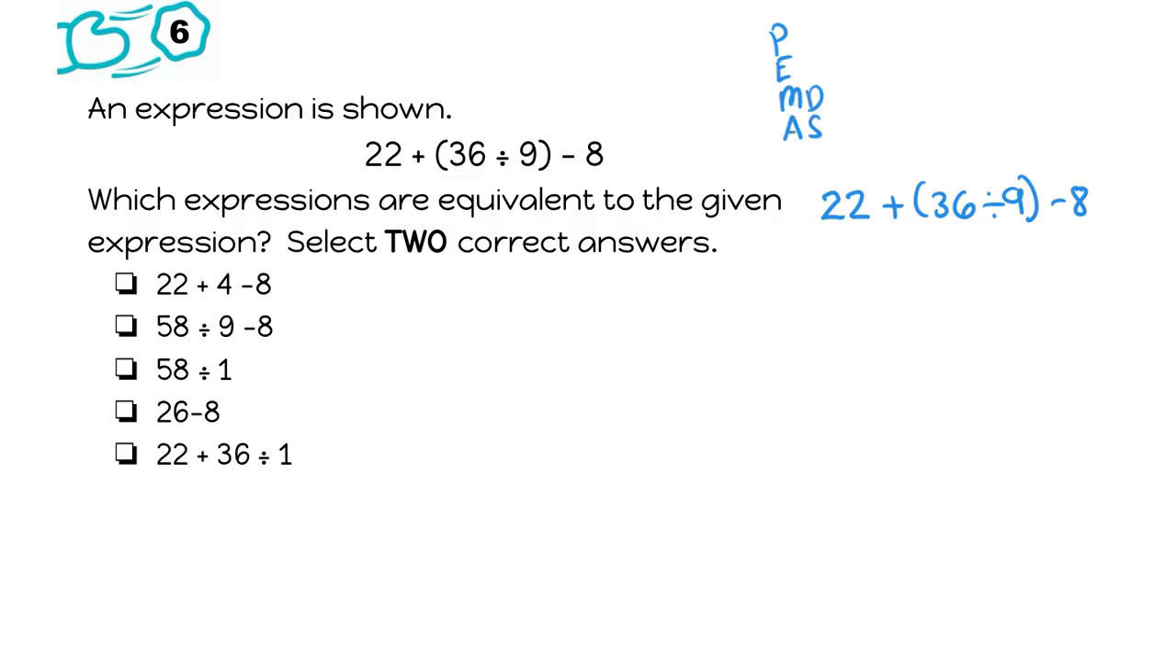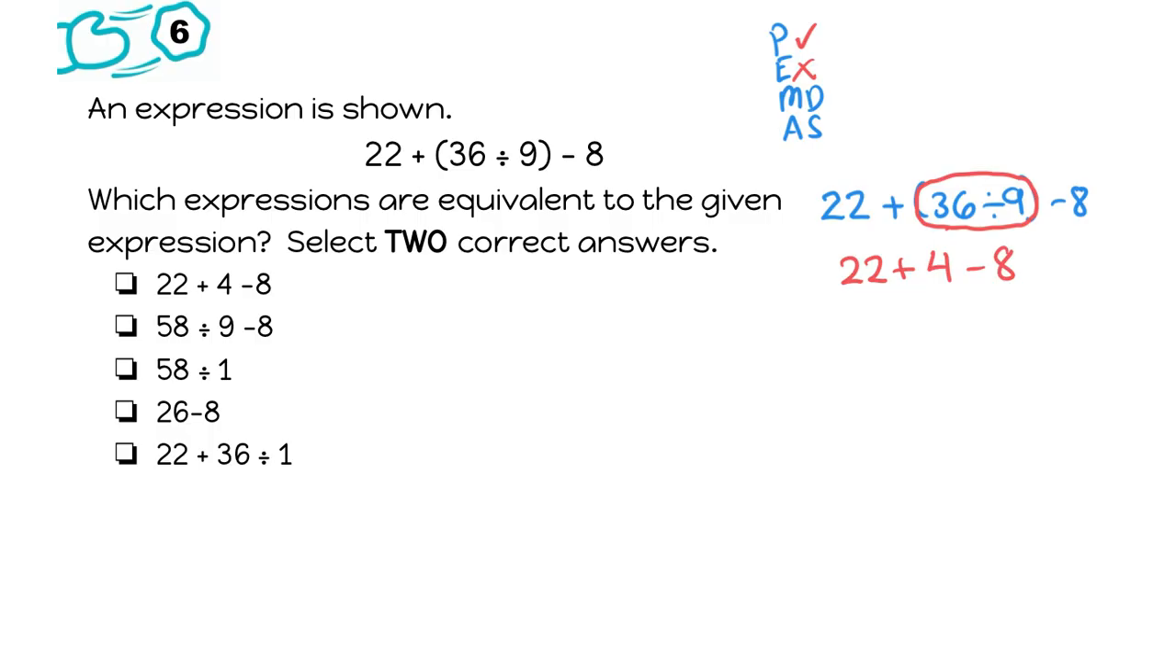And so P stands for parentheses, and I do have some parentheses. And so I'm going to do what's in those first. There's only one thing. So 22, copying what's outside my circle. I can get rid of those parentheses because I am doing everything that's given in them. So 36 divided by 9 is 4. And then subtract 8 is behind it. Okay, parentheses are done.